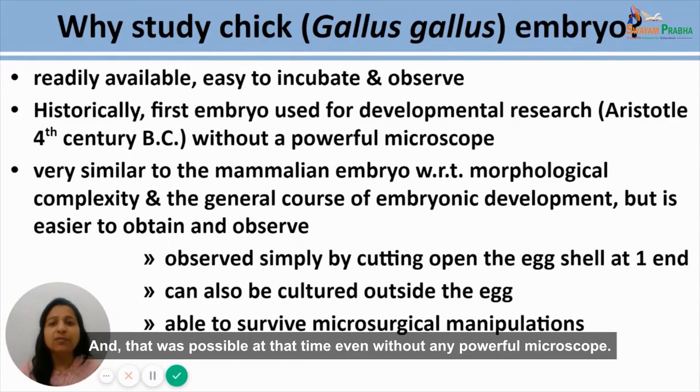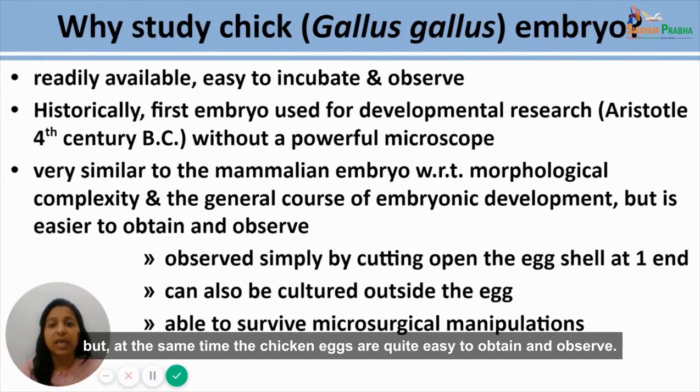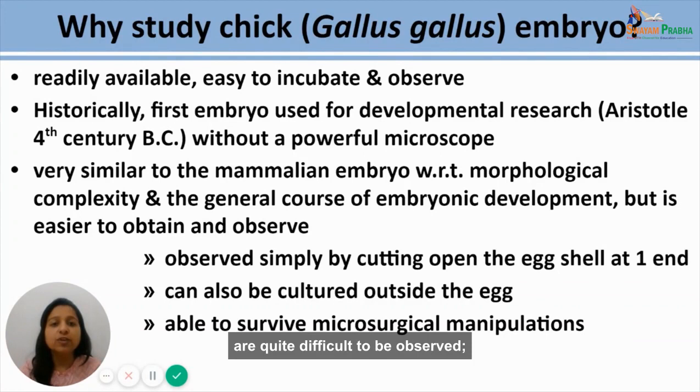Now, the development of a chick embryo is very similar to that of the mammalian embryo with respect to their morphological complexity and the general course of embryonic development. But at the same time, the chicken eggs are quite easy to obtain and observe. So they act as a good substitute for mammalian embryological studies. The mammalian embryos, as we discussed in the last lecture also, are quite difficult to observe because they are growing within the body of the mother, that is the body of the female. Chicken eggs can be easily observed simply by cutting open the eggshell at one end, which is the most common method to study chicken embryos by the students in the laboratories.